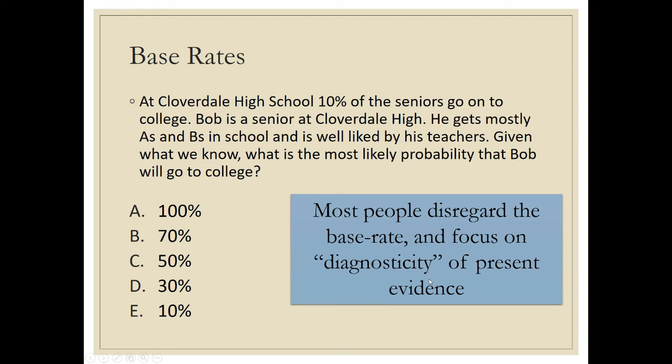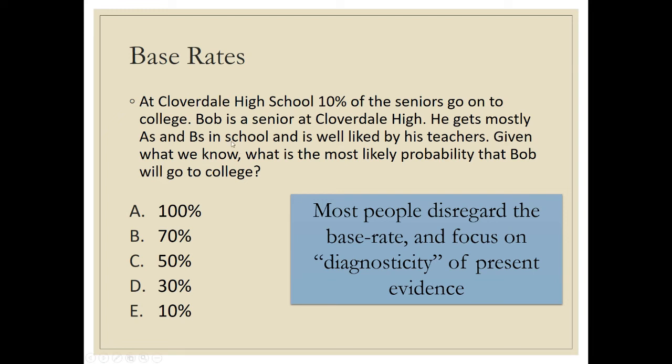The general rate of his population, and focus on the diagnosticity of his particular case, right? We're focused on Bob. Oh, Bob seems really intelligent. Okay, but what population has Bob come from, and how does that population usually behave? What usually describes that population and the people from it? Well, only 10% of that population go on to high school.